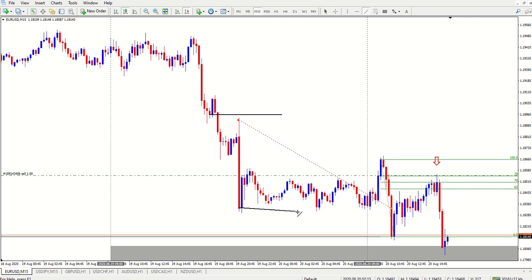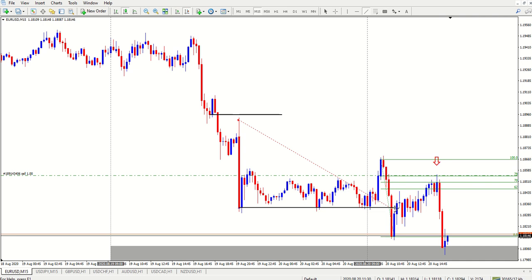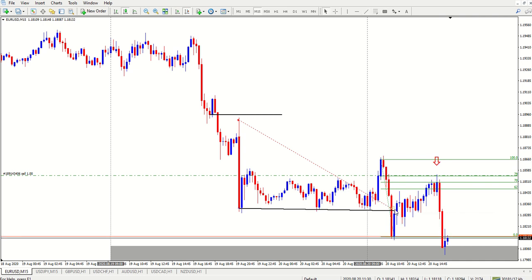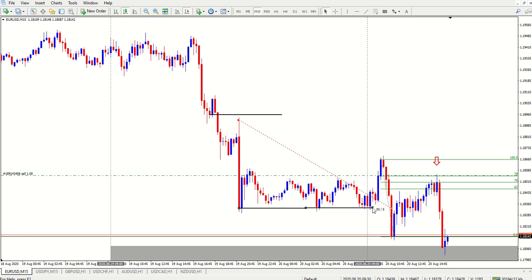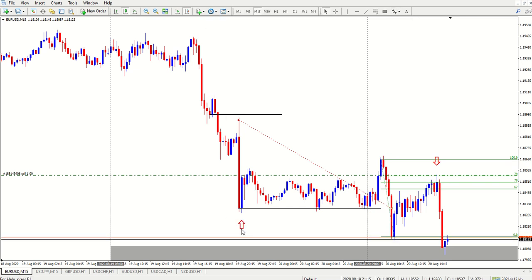So my 62 order was filled right there, right? And then what I saw here again was price come to rest right here. So let me just put an arrow right up here. Price came to rest right there.